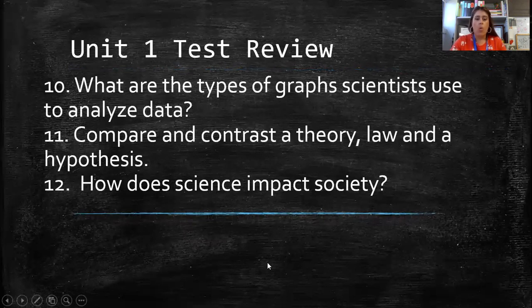Question 10, what are the types of graphs scientists use to analyze data? You can look at this information on your data collection notes that we took about how to graph and how to use the metric system. So there were 3 different types of graphs that we discussed. We discussed the line graph, the bar graph, and the pie chart.